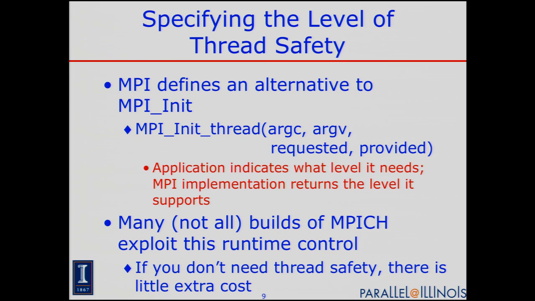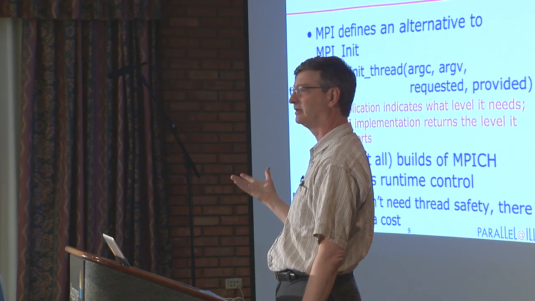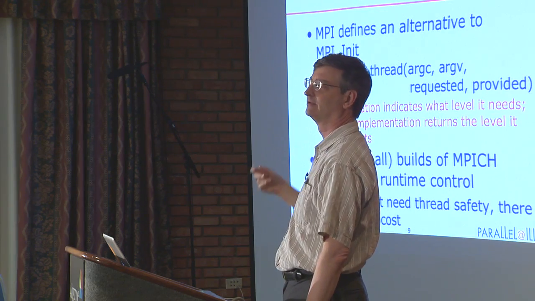Just like this morning, where you can ask for a number of threads, but you may not get them, you can ask for a certain level of thread safety, and you may not get that. You might get more, you might get less. In fact, what's most likely to happen is that you will get either MPI_THREAD_FUNNELED or MPI_THREAD_MULTIPLE in the current implementation. So if you ask for, for example, MPI_THREAD_SERIALIZED, you'll probably get back thread multiple, just because that's what people have sort of settled on.